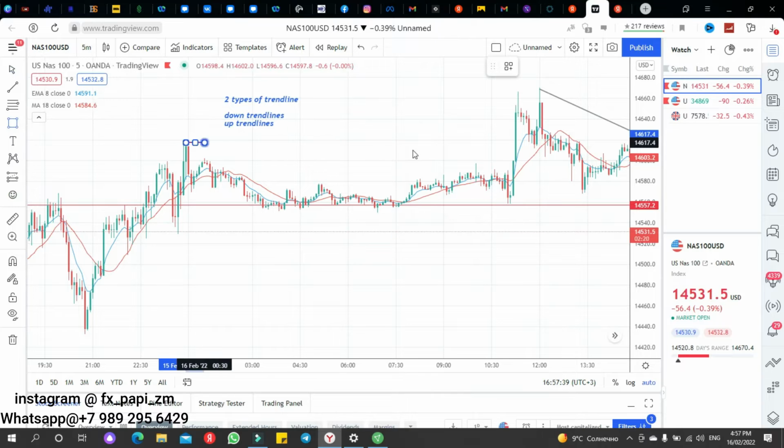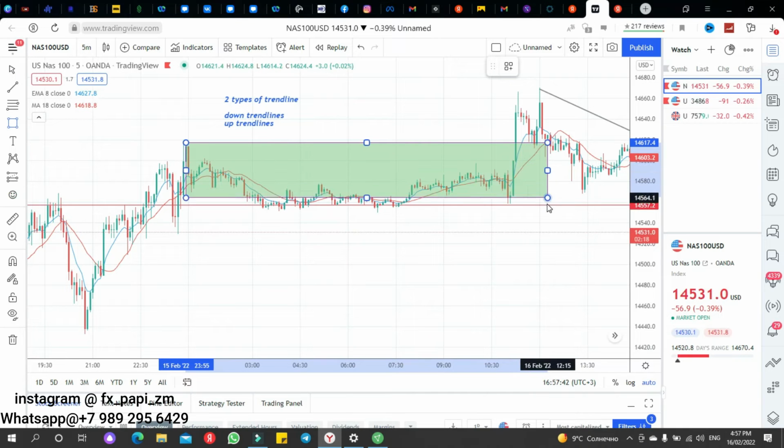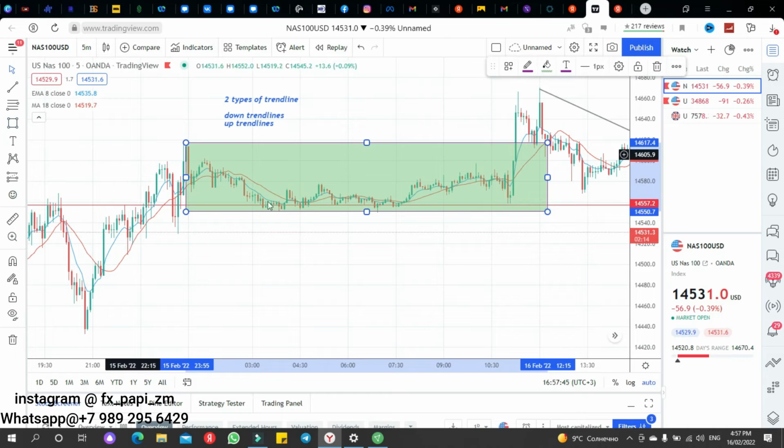Look, this is what we call a consolidation. The market wasn't forming higher highs or higher lows. It was in the same place. So usually I don't trade such kind of market structures. The consolidations, I don't trade such.